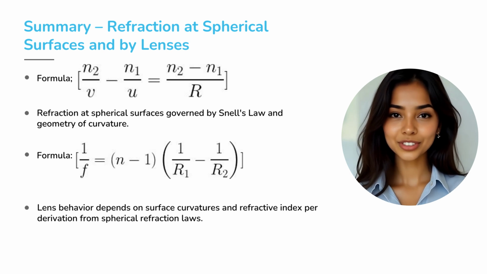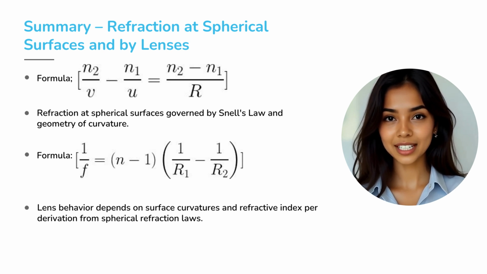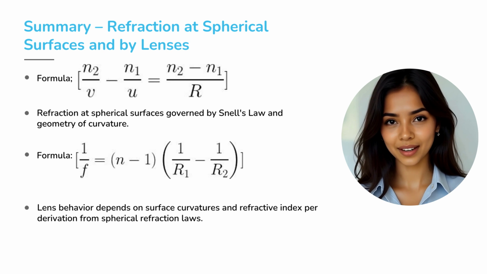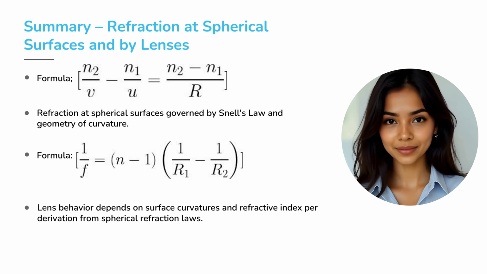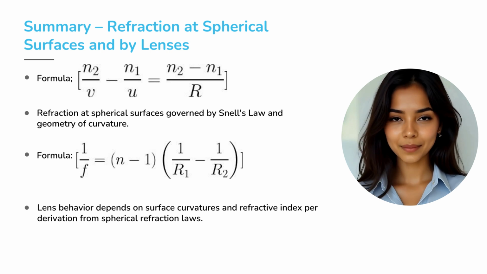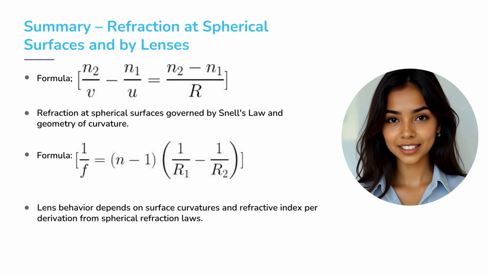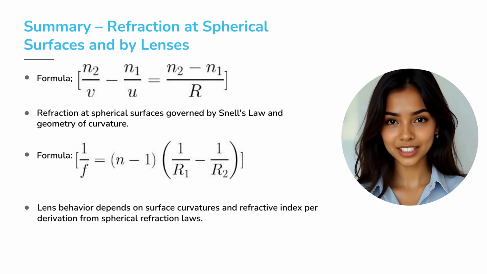All these principles come from Snell's law and the geometry of spheres, and they form the foundation of optical instruments like microscopes and telescopes, tools that help us see the very small and the very far. Sign conventions and paraxial approximations ensure our calculations stay accurate, making physics not just theory but a practical guide to the world of light. That's it for today's journey into refraction on spherical surfaces and lenses.